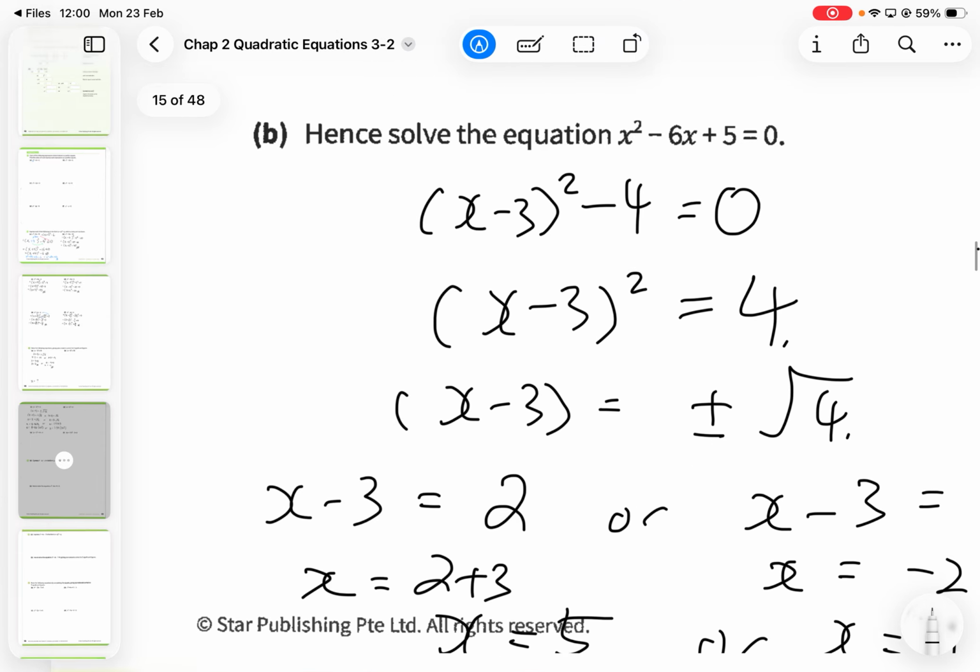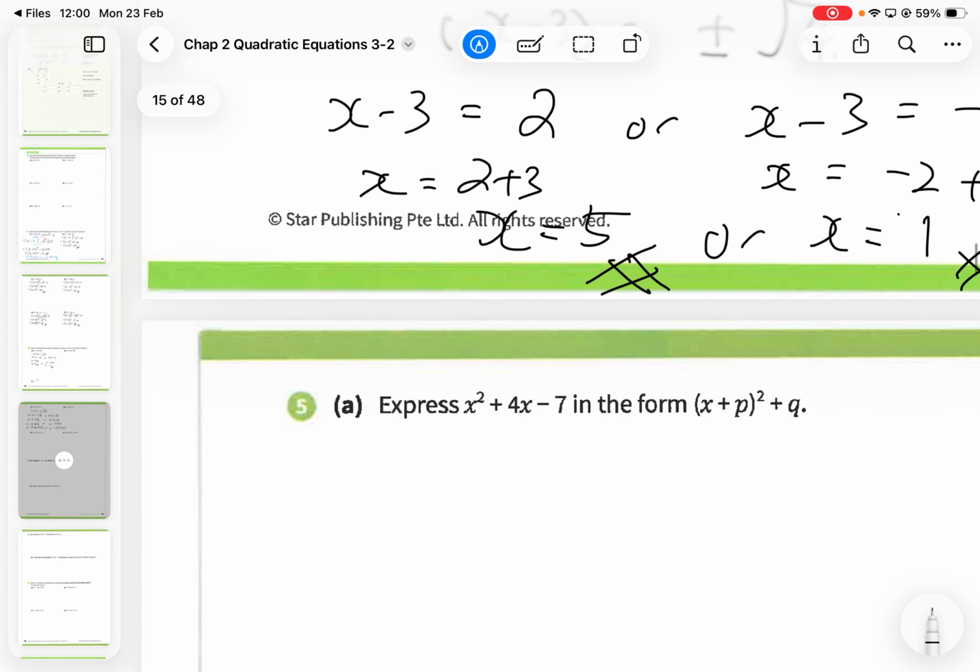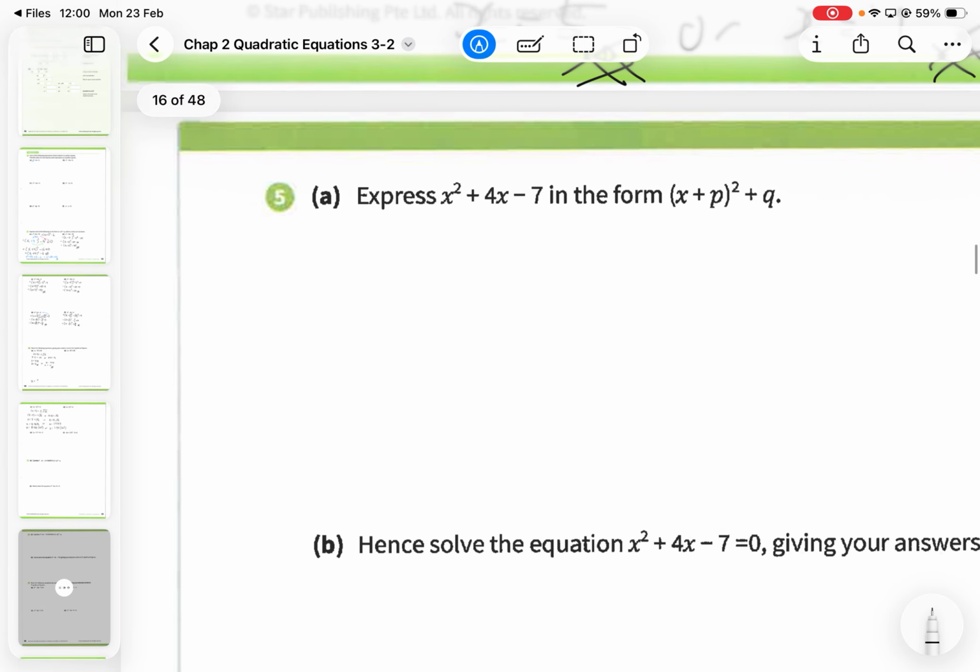1.31662, minus 5.31662, then equals to 1.32 3SF, equals to negative 5.32 3SF.